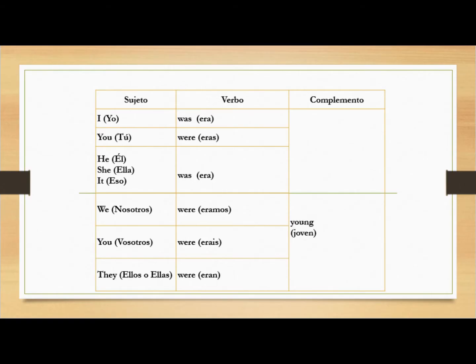Okay, this is the table of positives. We can find the pronoun: I was, you were, he, she, it was, we were, you were, they were. And the complement in this case is young. And the complete sentence is I was young. That means yo era joven. Okay. You were young, tú eras joven.